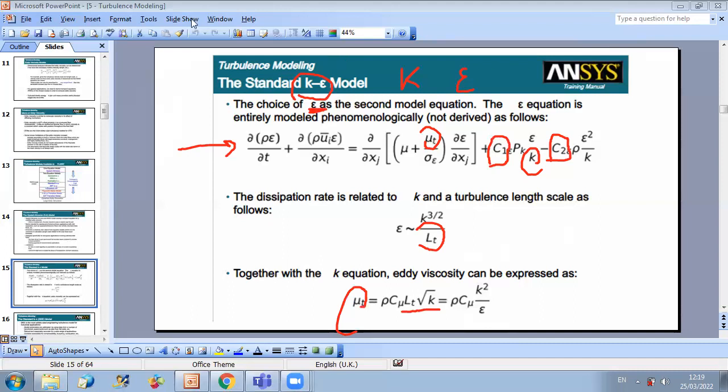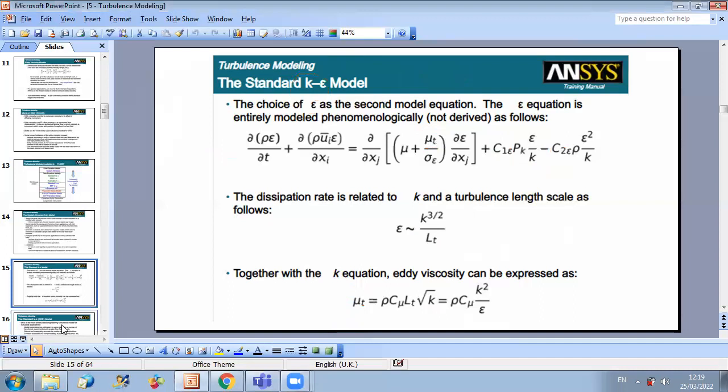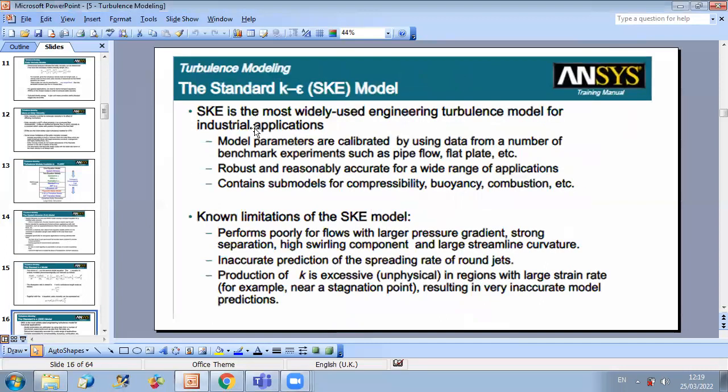Now, concerning the K epsilon model, we have, as we said, several types. We have the standard one, the renormalized group K epsilon, and the realizable K epsilon model. We'll discuss in brief the application of each of these models. To start with, the standard K epsilon is the most widely used engineering turbulence model for industrial applications.